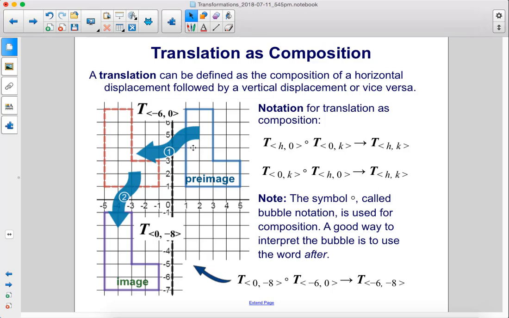So here we have an example where there was a translation of -8, so 8 down, after we translated 6 to the left, -6, so that our image is now translated (-6, -8). So 6 to the left, 8 down.